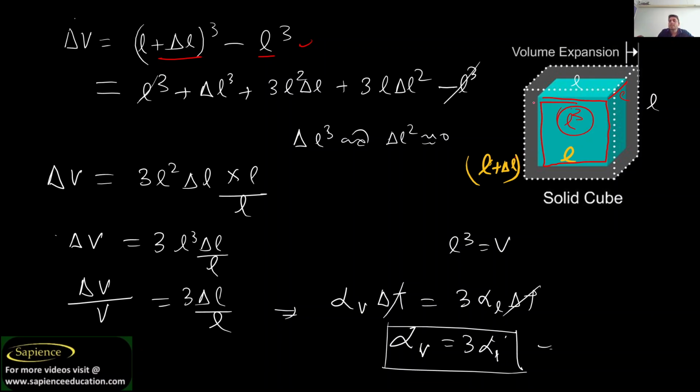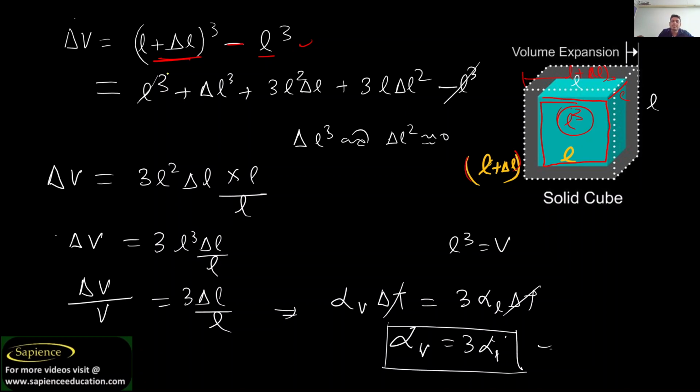So final volume, when it expanded, it has length L plus del L, everywhere L plus del L. So every side you have got L plus del L, right? So final volume will be (L plus del L) whole cube. So final volume minus initial volume, if you do this subtraction, what will you get?